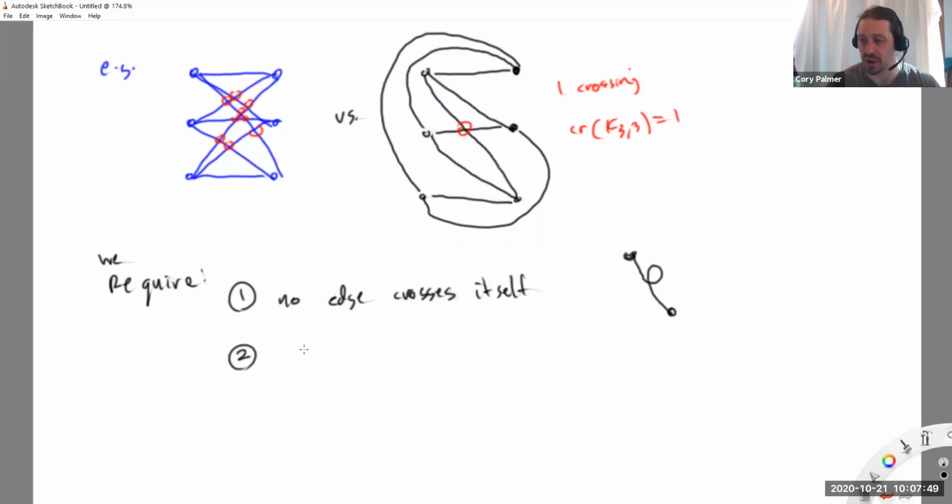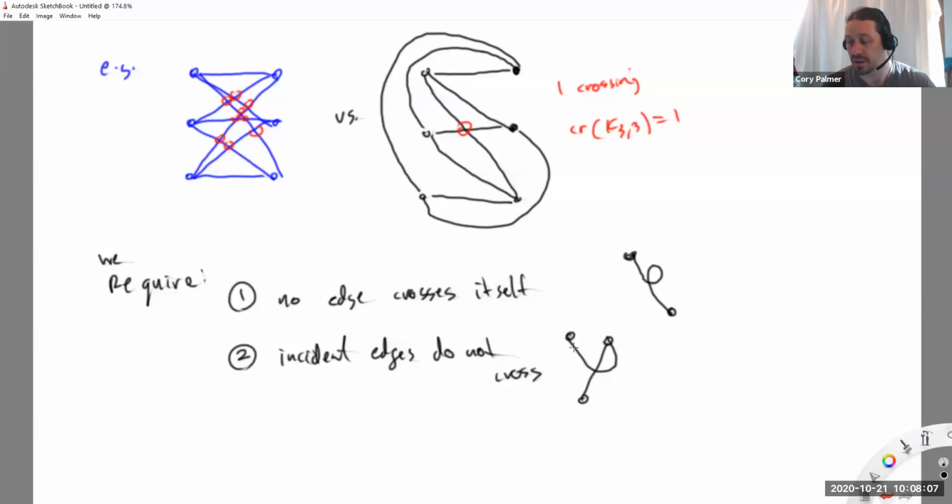So edges that have a common vertex, incident edges, won't cross either. Incident edges do not cross. So if I have an edge here and another edge that's incident to the same vertex, this scenario never happens either. This one's clearly easy to undo, but it's less immediately clear that you can always fix this if it occurs, right? Like maybe there was some reason to need to do this.